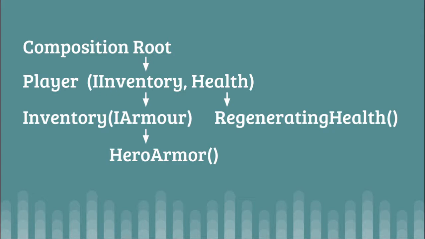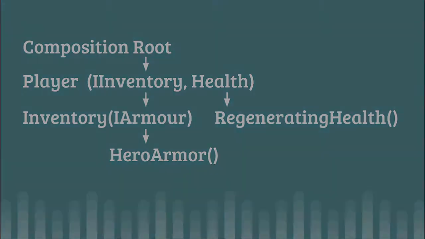In various applications, the point can be different. In a console application, it's the main method. In an ASP.NET application, that would be in the global.asax file, and in Unity, the scene context component.